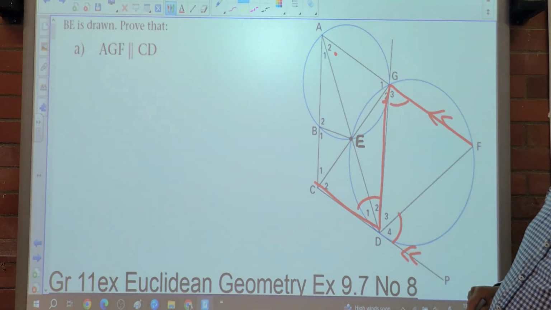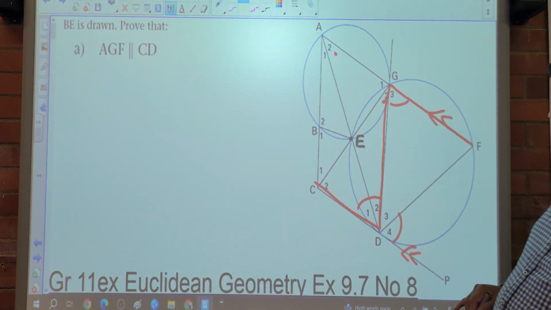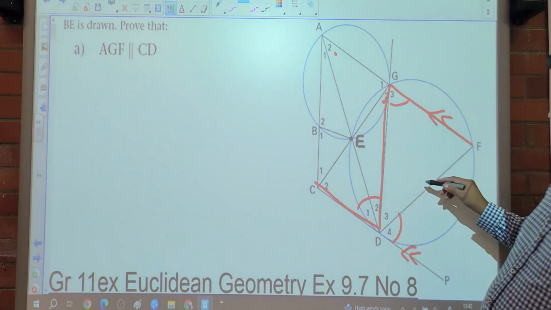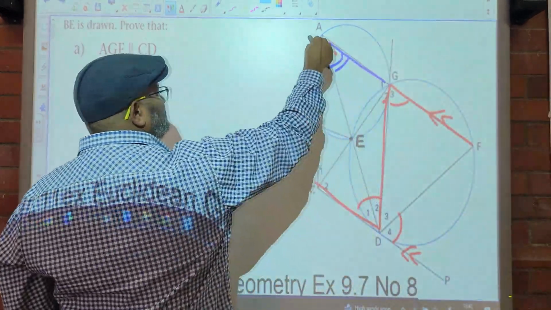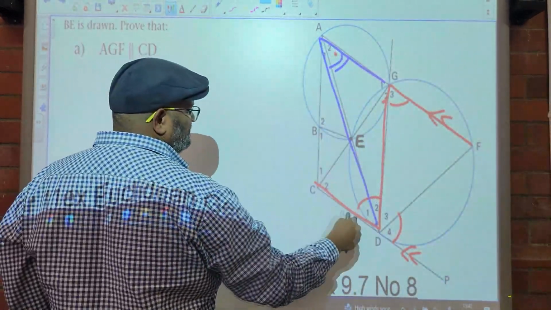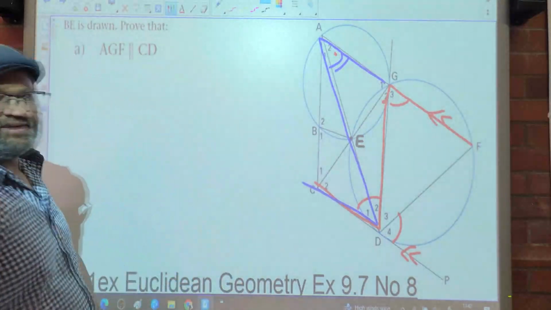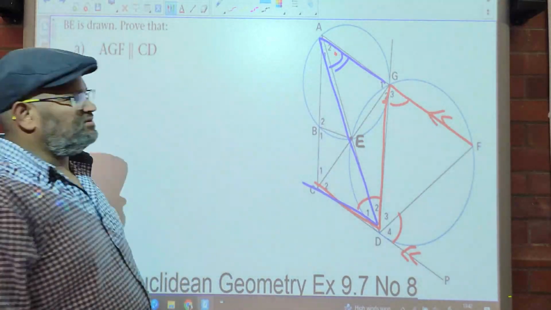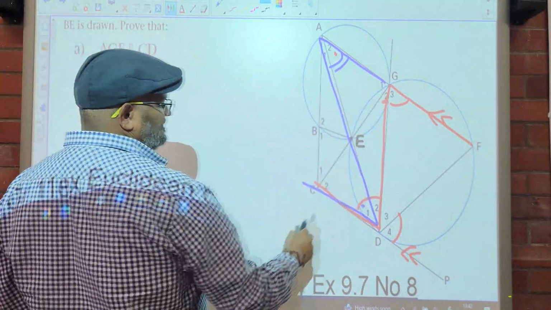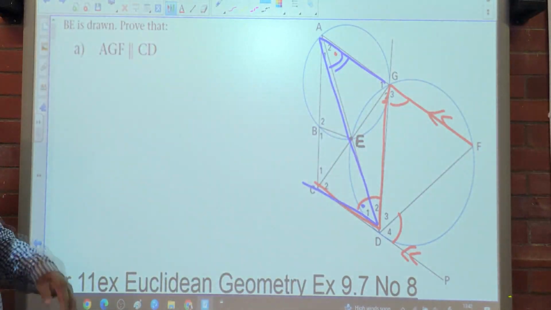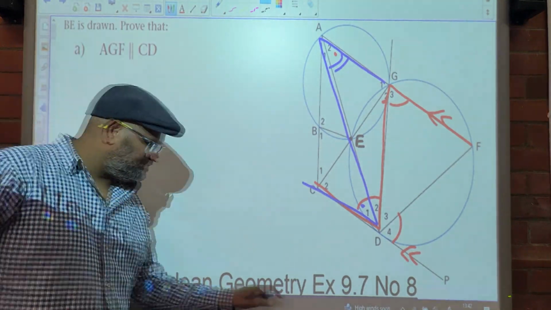Alternatively, here's another angle that is marked here. If we can prove that angle is equal to this angle, the job is also done. And I think that is the easier part. So there's a dot, and then it's easier to prove that one. Okay. You all see that, people?